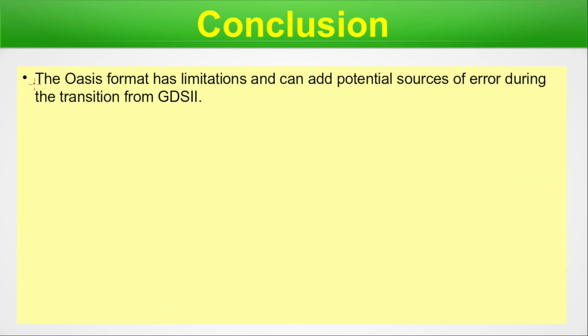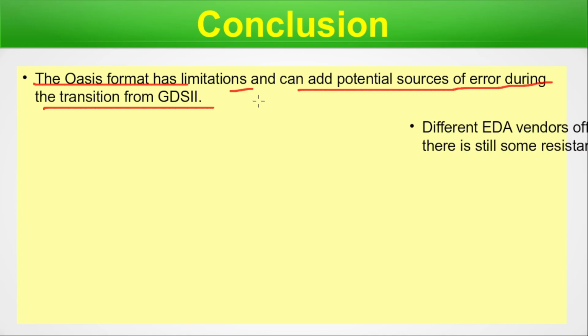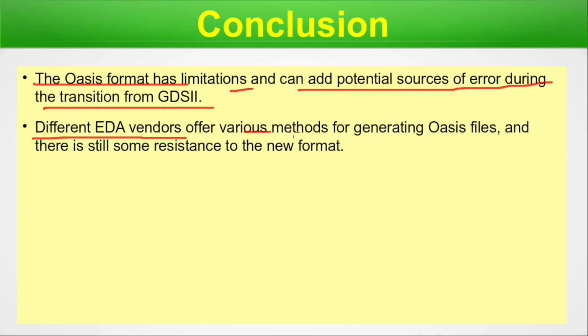Conclusion. We have talked about so much, let's conclude what we have discussed. The OASIS format has limitations and can add potential sources of error during the transition from GDS. Limitations we have already talked about, that all those dependencies, that means all of your houses, design house, IP house, foundry, all have to be compatible with the OASIS. Different EDA vendors offer various methods of generating OASIS files, and there is still some resistance to the new format.